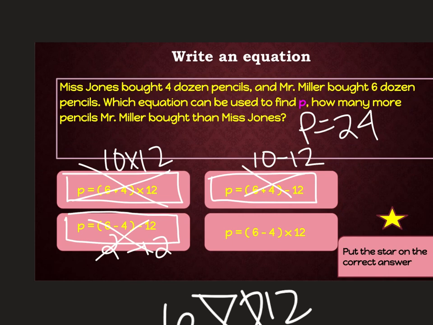Hopefully this is it, because I'm running out of problems here. Okay, 6 minus 4 is 2, and 2 times 12 is 24. So this one does show 24, which is what P equals, and that is how many more dozen Mr. Miller got. So my answer choice is this one. It doesn't have an A, B, C, D, so I'll just circle it.